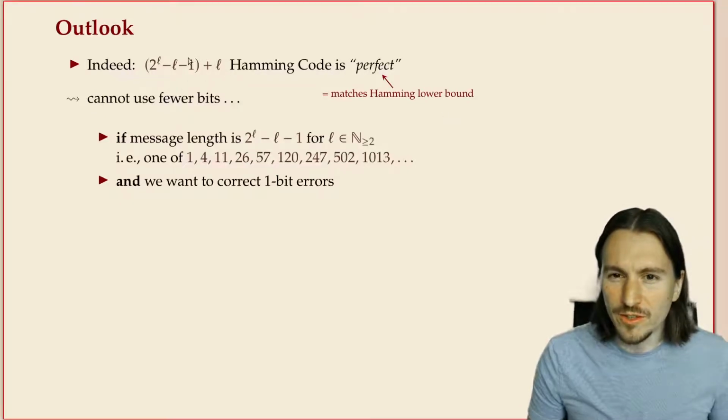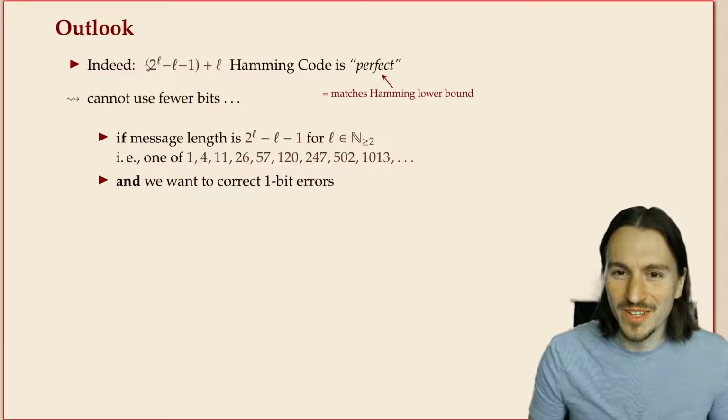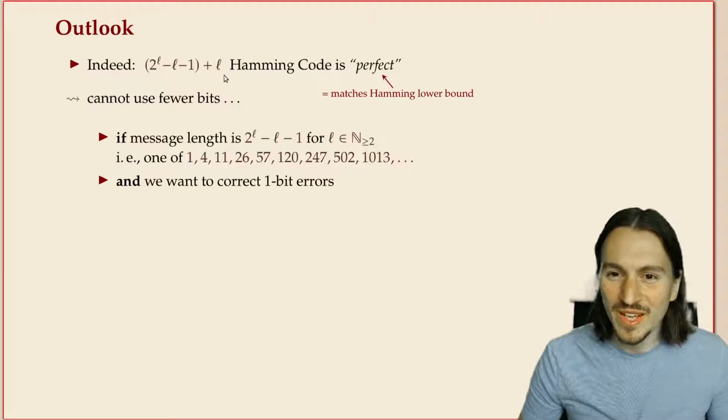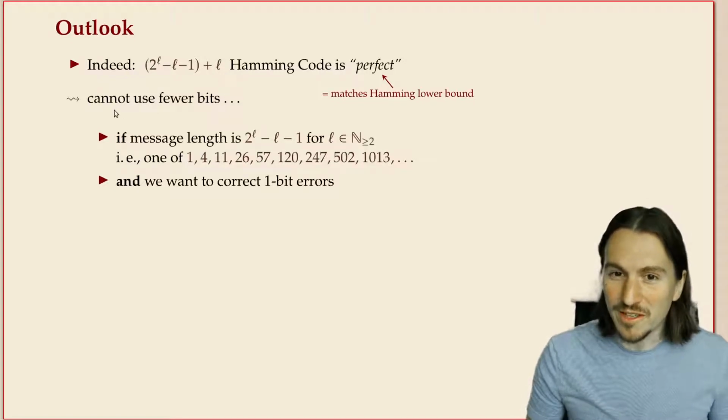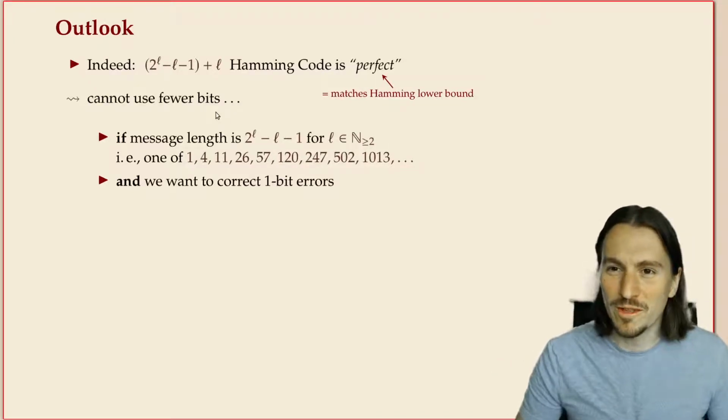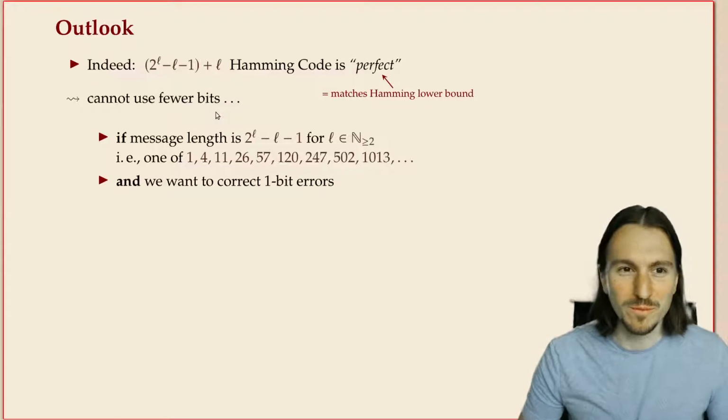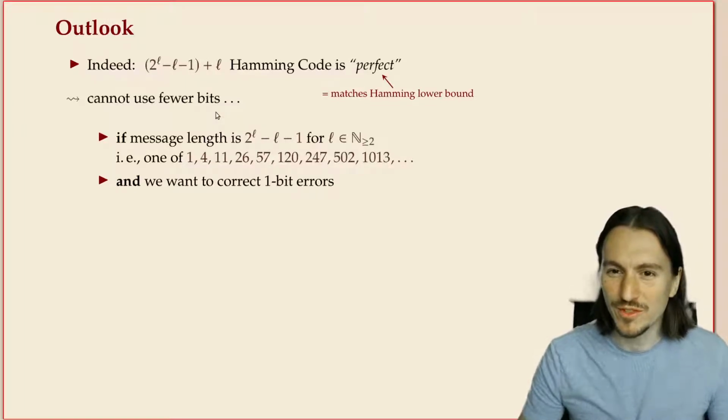And this is the general pattern, right? This is your message length, and this is the number of parity bits. If we want this, we cannot. So because these Hamming codes are perfect, it's not possible to go with fewer bits. You won't be able to use fewer bits for this scenario.